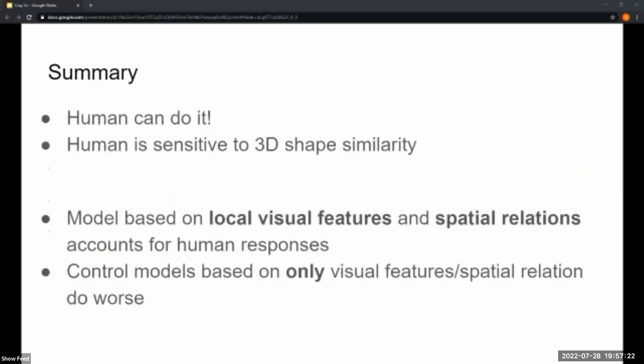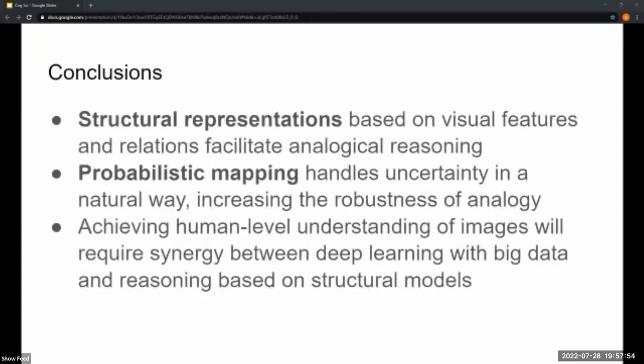All right, in summary, humans can perform this kind of visual analogy, and humans are very sensitive to shape similarity, because in the between category condition, deviation is much higher than in the within category condition. Our model based on local visual features and spatial relations can account for human responses, and the 2 control models with only visual features or only spatial relations perform worse in our prediction task. The conclusion is that structural representation based on visual features and relations facilitates analogical mapping, and our probabilistic mapping handles uncertainty in a natural way.